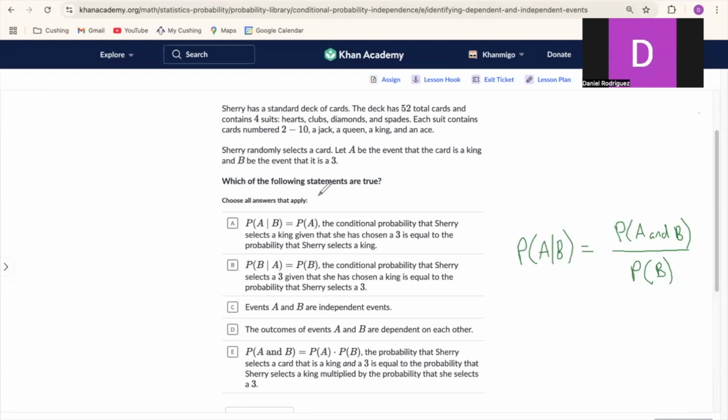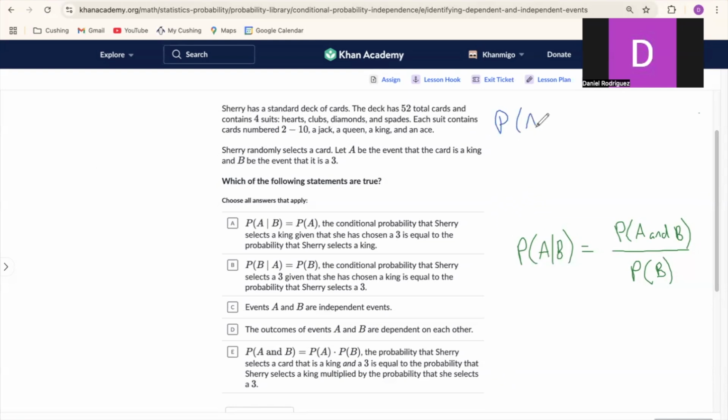Question is about a standard deck of cards. Sherry has one. The deck has 52 total cards. 4 suits: hearts, clubs, diamonds, spades. So it's describing the way cards work. Sherry randomly selects a card. Let A be the event that the card is a king. So let's define the probability of A.